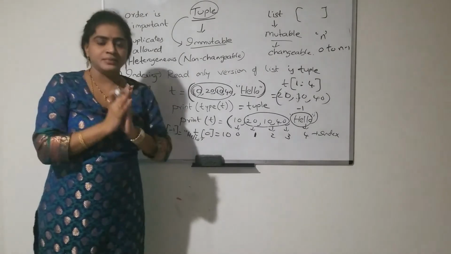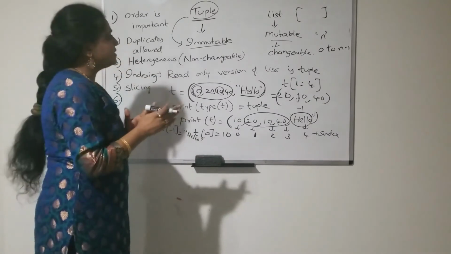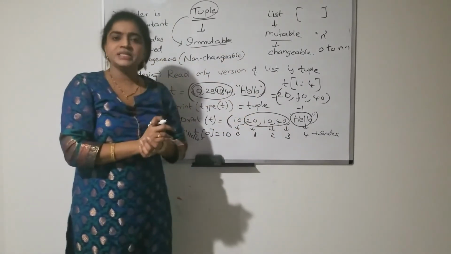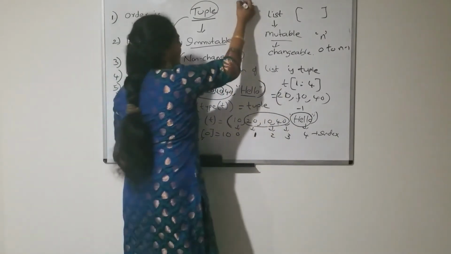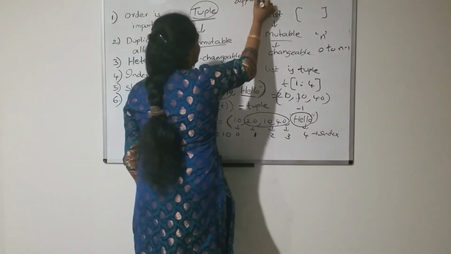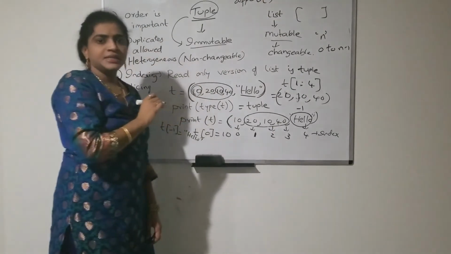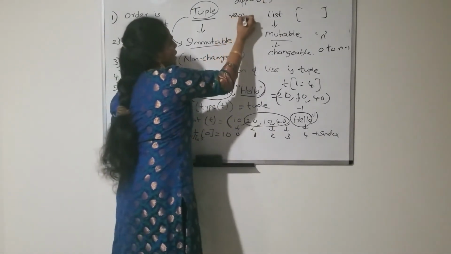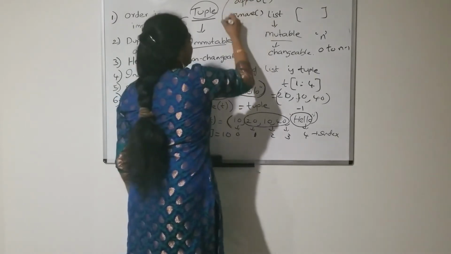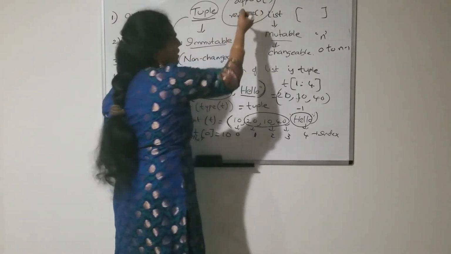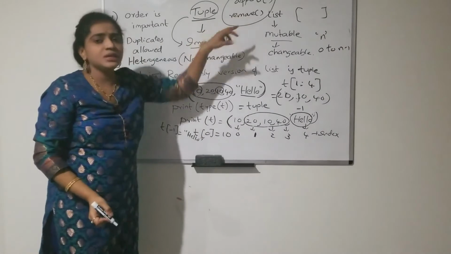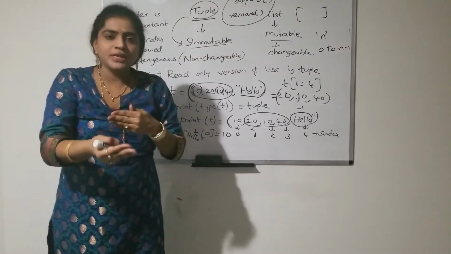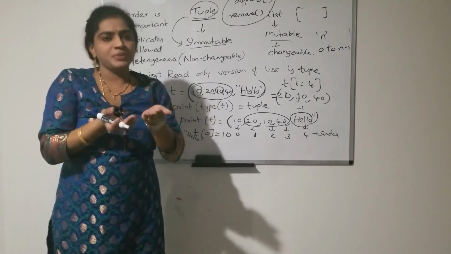So in list, suppose if you want to add elements into the list, it is possible, right? By using the append method, we can add elements into the list. Similarly, if you want to remove elements from the list, by using the remove function, we can remove the elements from the list. So, these two are built-in functions in list operation, which are used to add elements into the list as well as remove elements from the list, right?